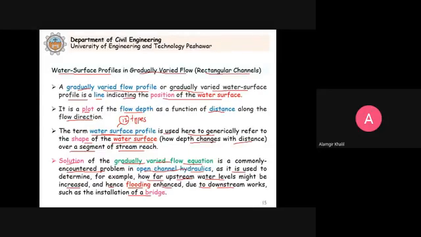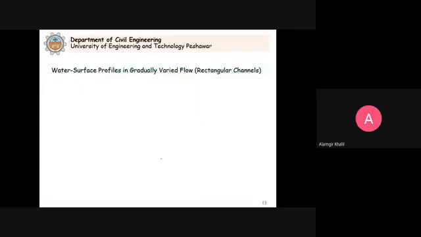I already explained this in a slide. So that's why we encounter these types of problems in open channel hydraulics. That's why we need to study how to analyze them. Clear? Before we try to analyze them, we need to develop the gradually varied flow equation that is mentioned here. How can we develop this equation? So first let us try to develop this equation. Clear?